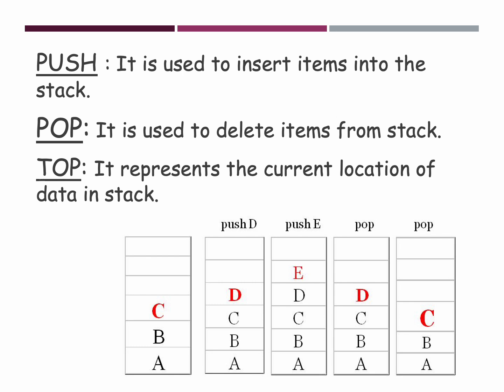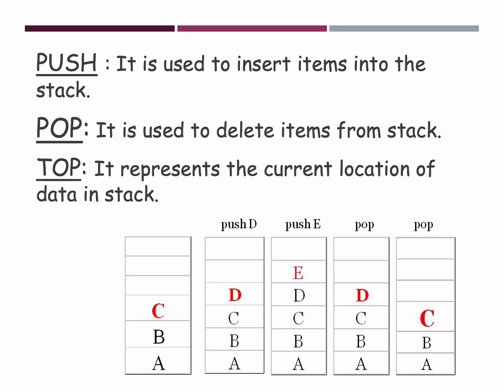So the first one is the initial stack. We already have ABC in the stack. Now the second one, on the second block, we added D. We pushed D. So push D means adds D on top of C. Then we push E, adds E on top of D.